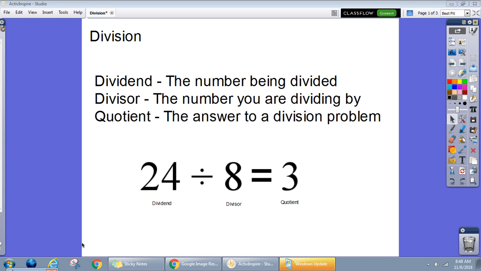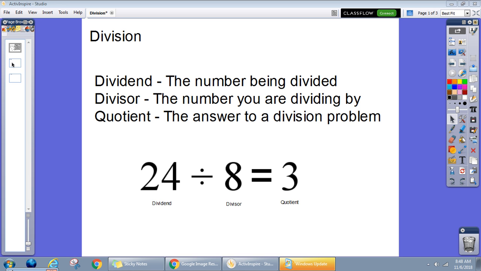So 24 would be your dividend. It's the number you're dividing. 8 is your divisor, it's the number you're dividing by, and 3 is your quotient, the answer to a division problem. So 24 of something divided into 8 groups, you would have 3 in each group.